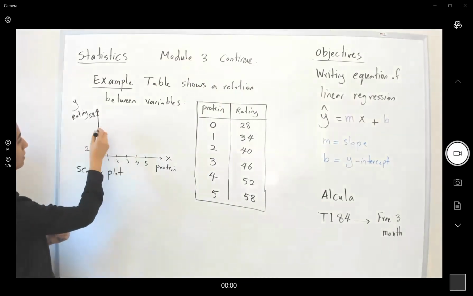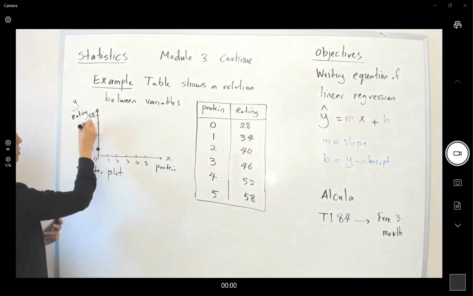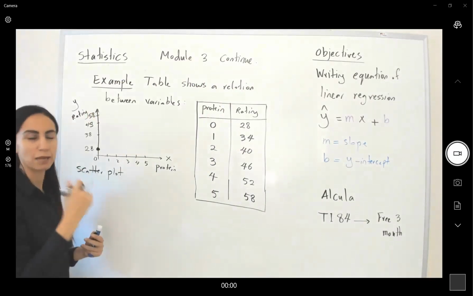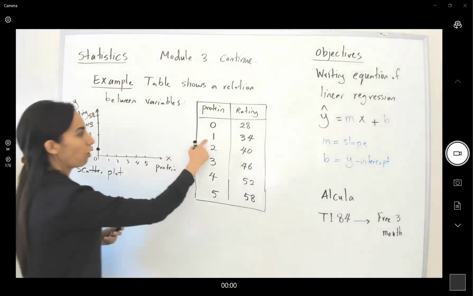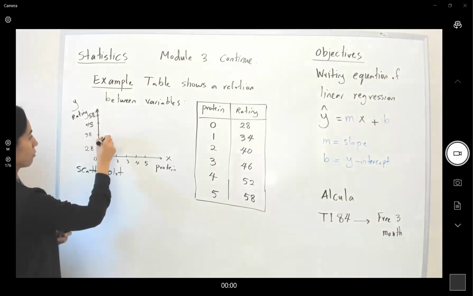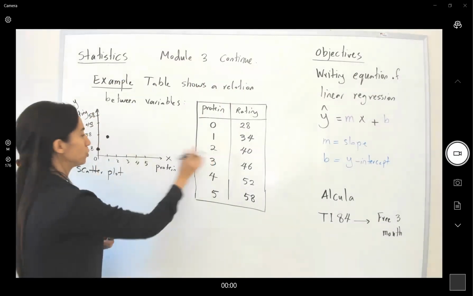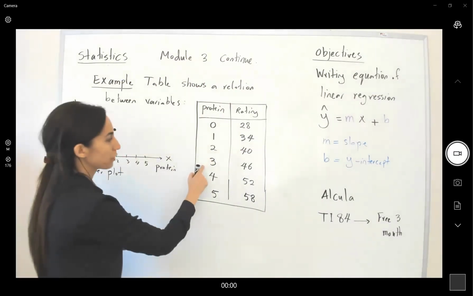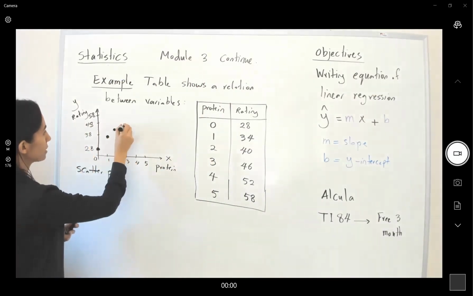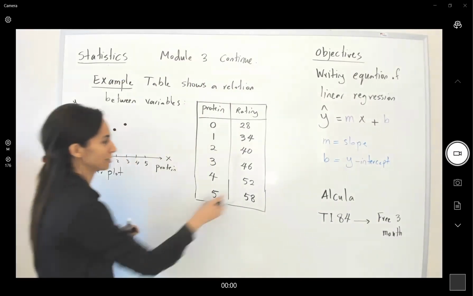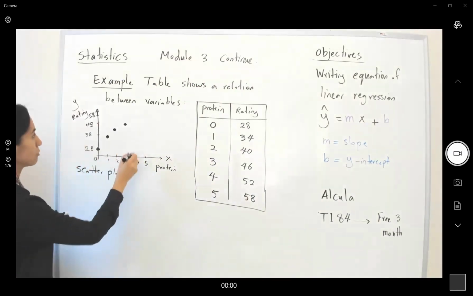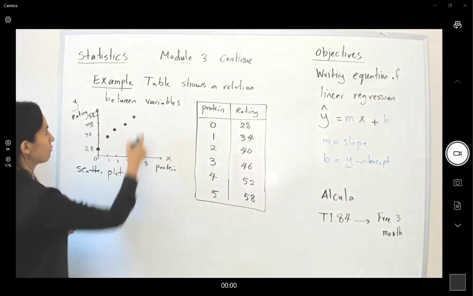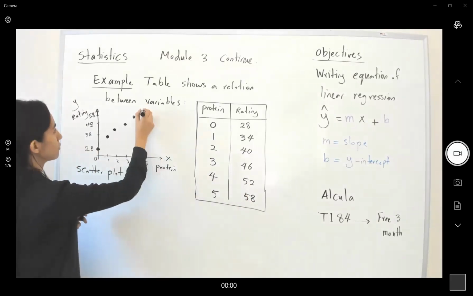For 1, 34. Suppose this is 38, and here you have 48. You're scaling by 10s. So 1, 34. The second point is here, 2, 40. Let's go a little bit up, and at 3, 46. It's not exactly 48, but it's close. Then 4, 52. There you go, and 5, which is exactly 58.